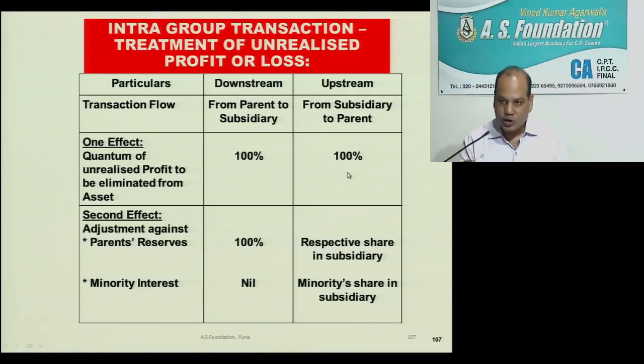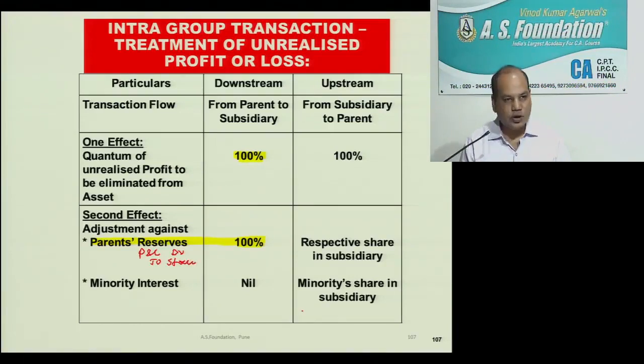So that is why the adjustment is also suggested. If it is a downstream, make two adjustments. One is reduce from the profit of the parent company, unrealized profit, and second, reduce from the stock unrealized profit. Is it right? So one effect will be that P&L account debit to stock account.